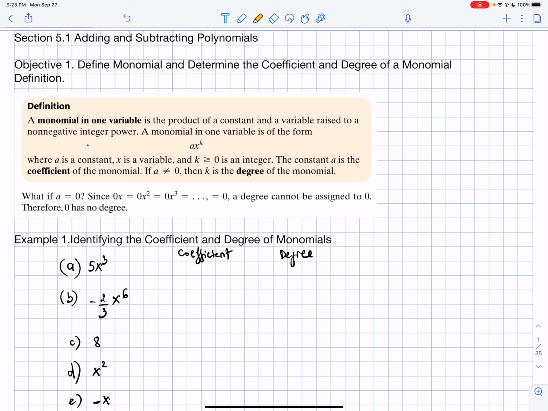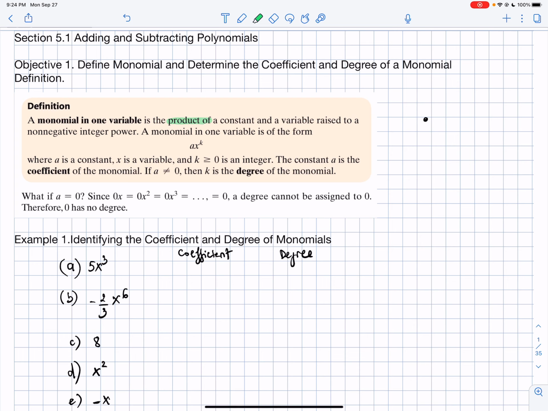The definition of a monomial in one variable is the product of a constant and a variable raised to a non-negative integer power. A monomial in one variable is of the form ax to the k. So let's explain the definition in this case. The product means multiply.